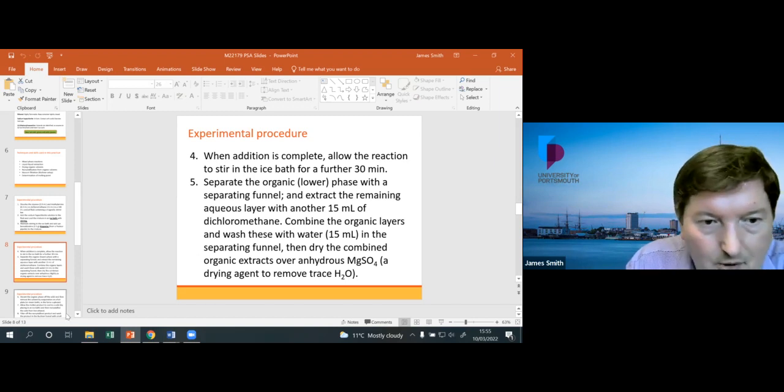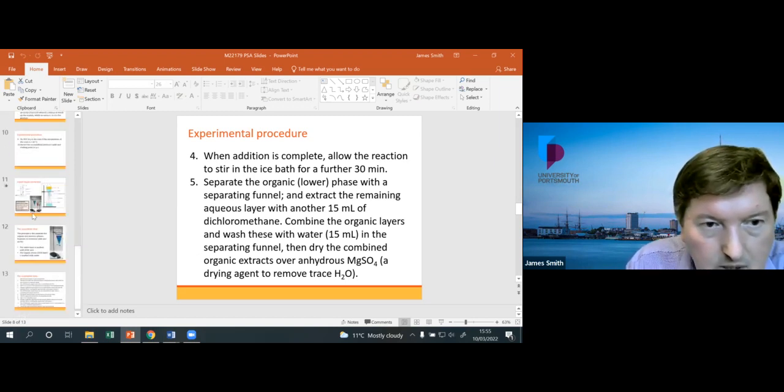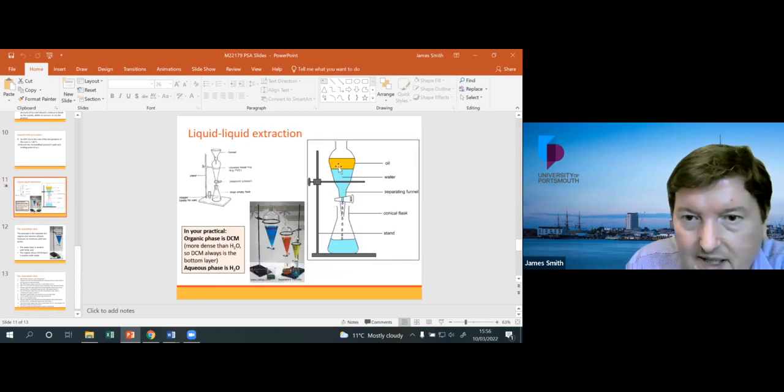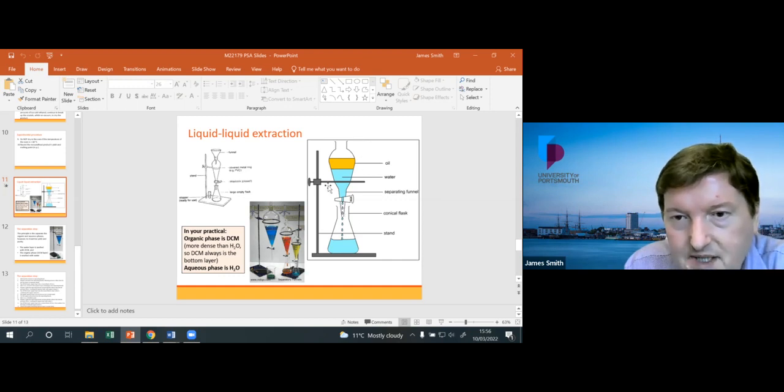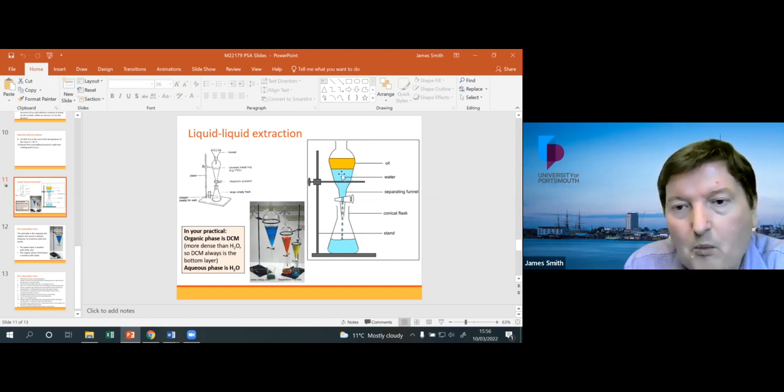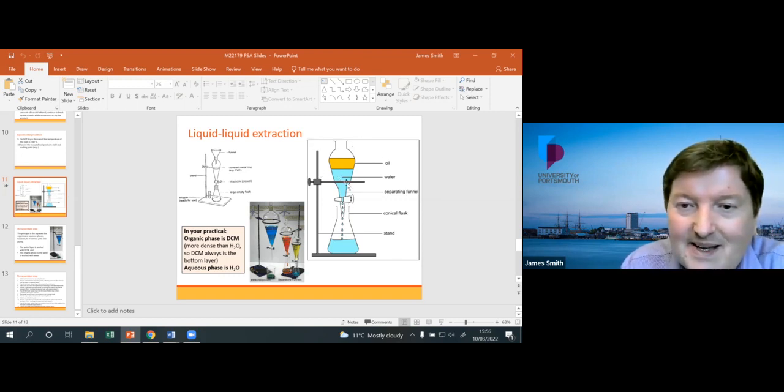So we're going to separate these two using a separating funnel. Yeah, so that's a separating funnel there. So there's the example with oil and water. We won't have oil and water. We'll have dichloromethane and water. So the bottom layer. So we use this separating funnel. If you haven't used one of those already, it basically looks like a very wide burette, like a conical flask upside down, with a tap at the bottom.